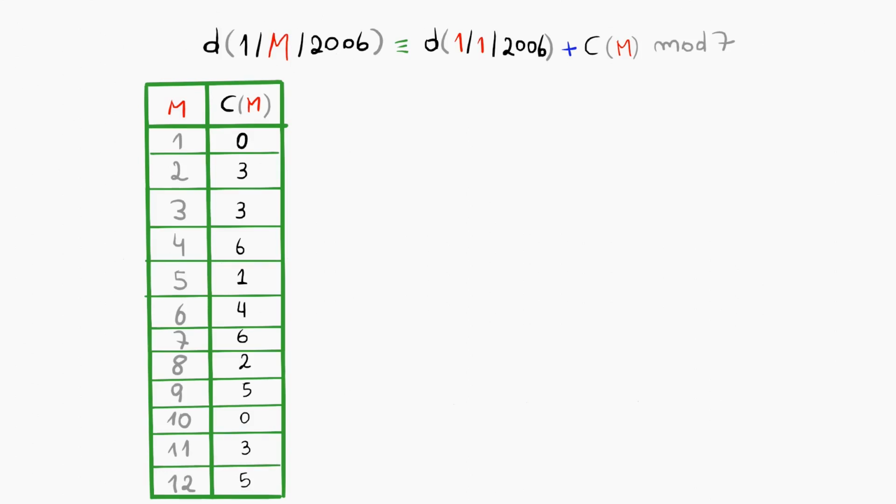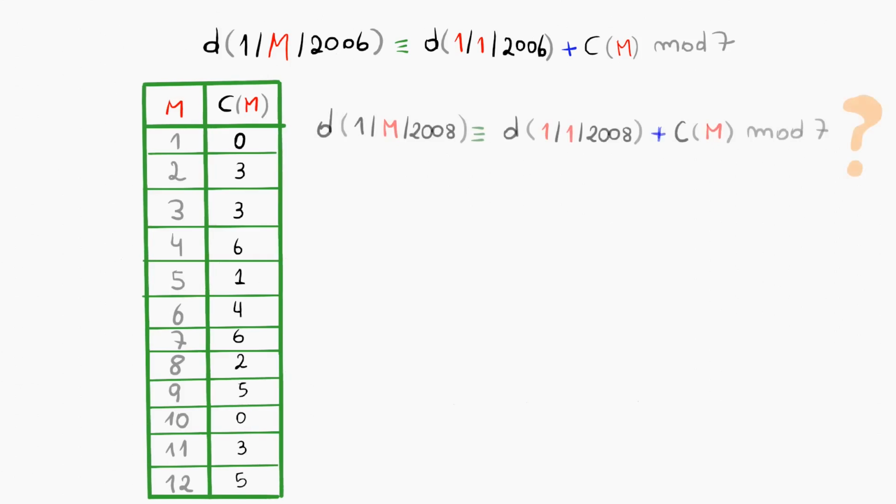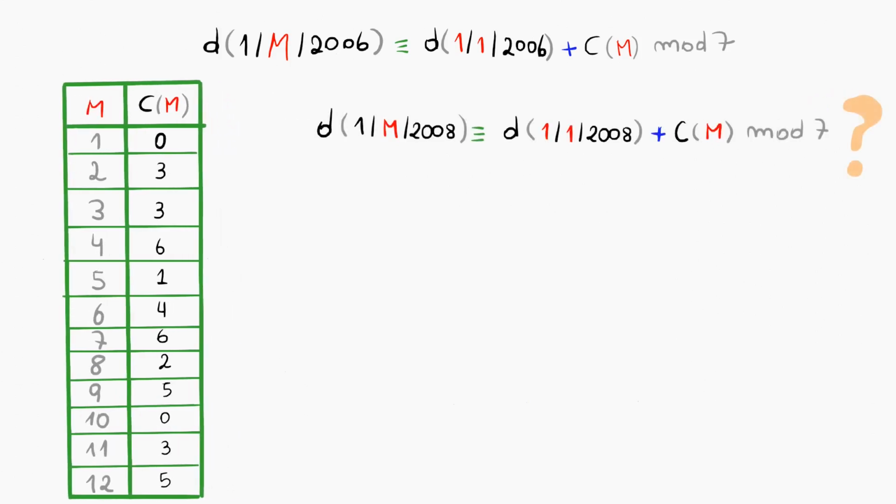It is now that the following question may arise. Can we generalize this formula for any other year? For example, for the year 2008? The answer is yes, but we must consider something very important. In 2006, February had 28 days, as is the case for most years, which we will call normal years.